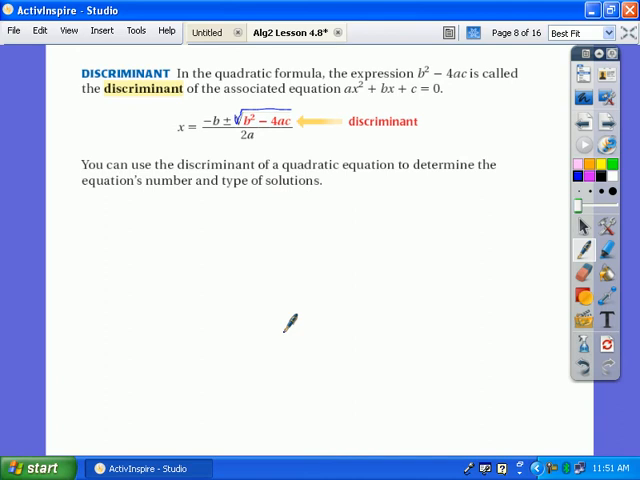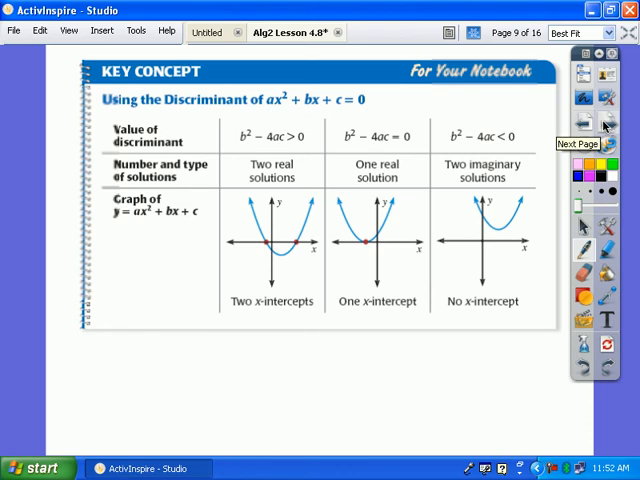Because of that, we give it some importance in mathematics, and we call this b squared minus 4ac the discriminant. The b squared minus 4ac part, just this number right underneath the square root, we call the discriminant. And it can tell us basically what our answers are going to look like.